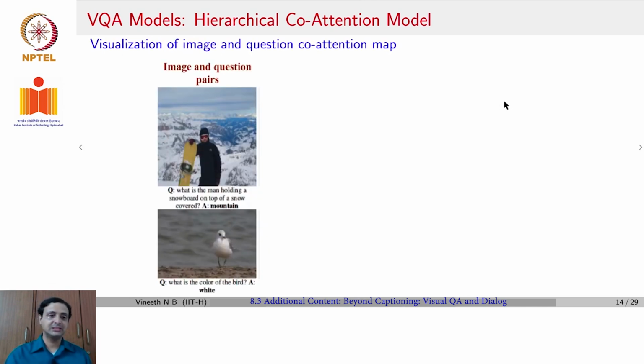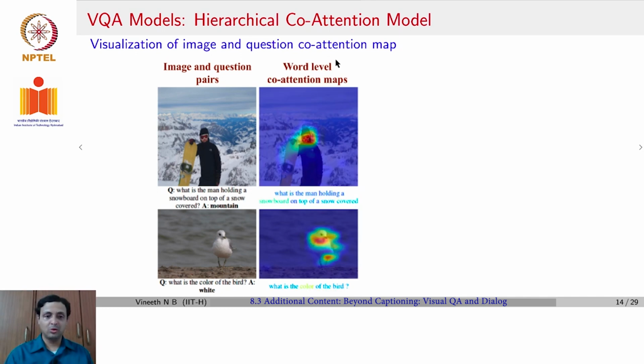Here are some results. So you see here, the image and the question is, what is the man holding a snowboard on top of a snow-covered question mark? The answer is mountain. And the other example is, what is the color of the bird? And the answer is white. Here are the word level co-attention maps. In this case, the part of the question that's being focused on is snowboard top snow covered, and the image focus at that point is a bit on the snowboard and a bit on the person.